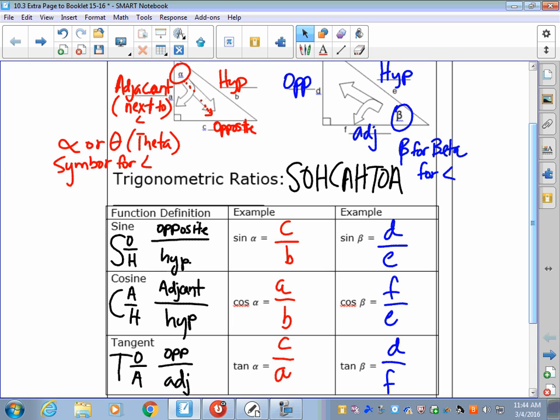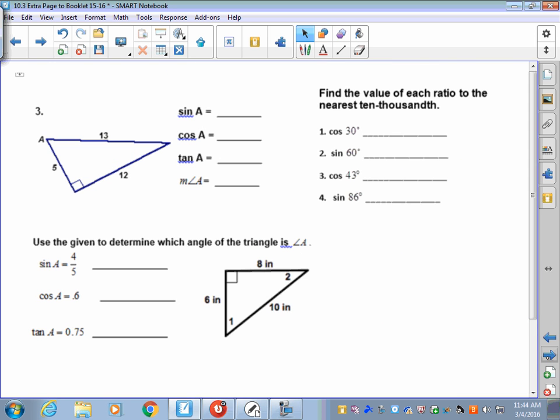So the next part that we're going to look at is our examples writing our trig ratio, remembering our definitions and using the definition. So you're going to need to do the side part of your paper, okay? On this next one, number 3, to do the sine of A, since A is our angle, we're going to circle that, and then we're going to label everything in relationship to the angle.